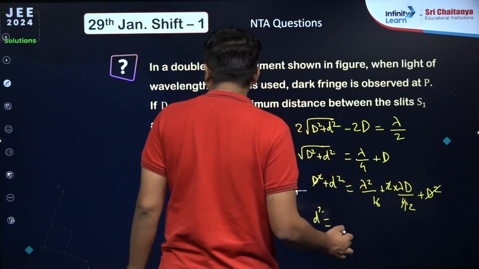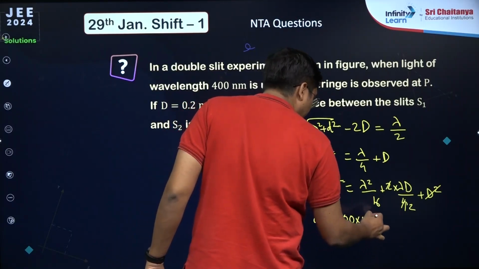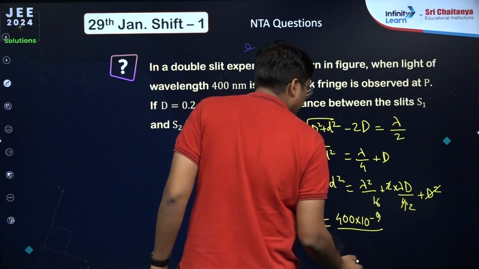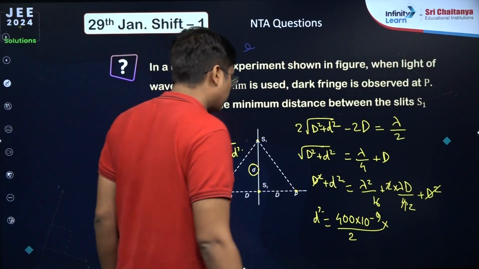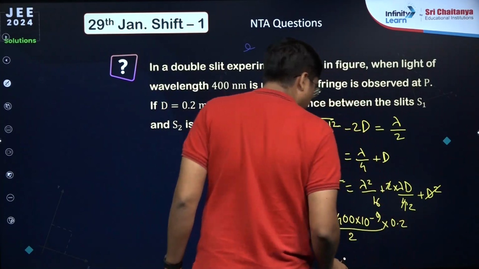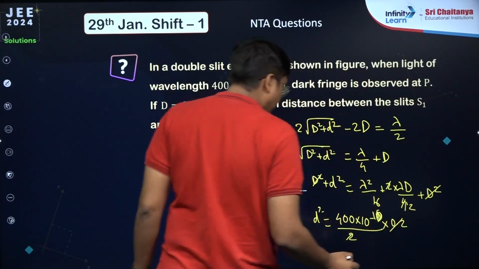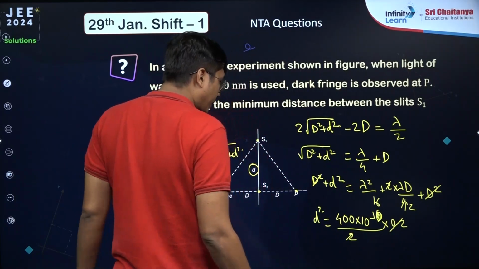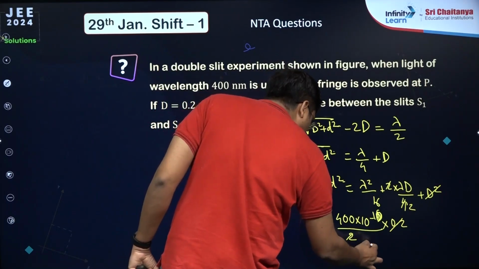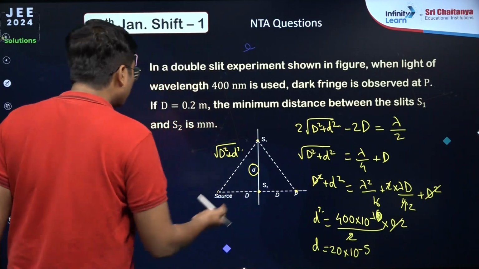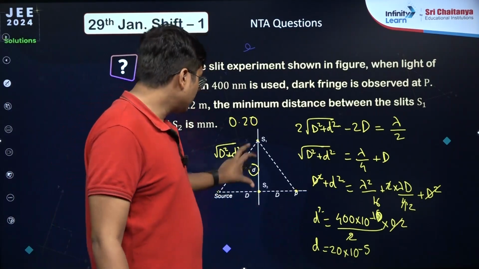So lambda is 400 nanometer, was it? 400 into 10 to the power minus 9 divided by 2 into D, which was given as 0.2 meters. Cancel it out. It will leave behind a 0.1, that I make as 10 to the power minus 10. So d square is 400 into 10 to the power minus 10. So d becomes equal to 20 into 10 to the power minus 5. We are looking for it in millimeters, so it would be equal to 0.20 millimeters. That is your small d, the distance between the slits.